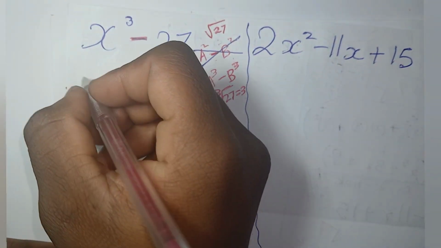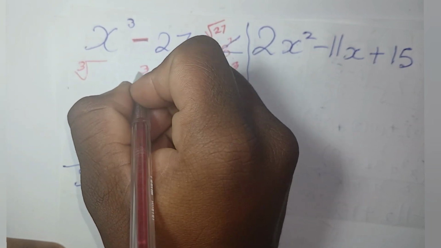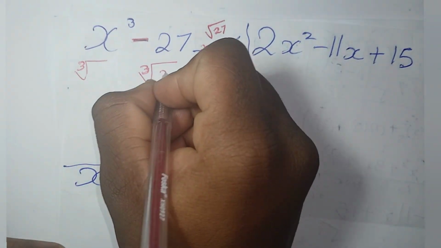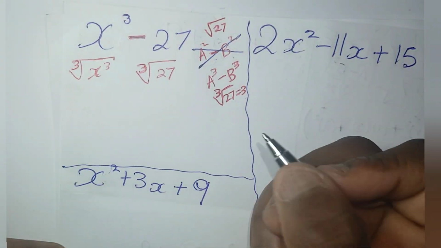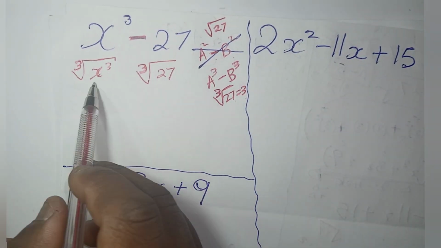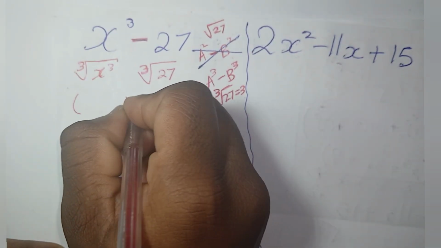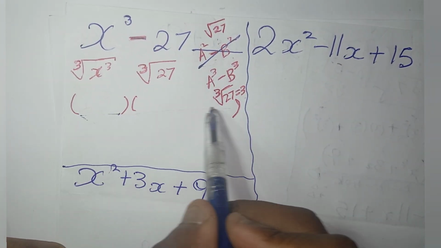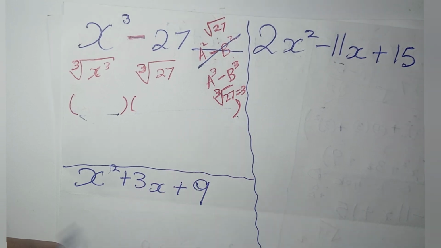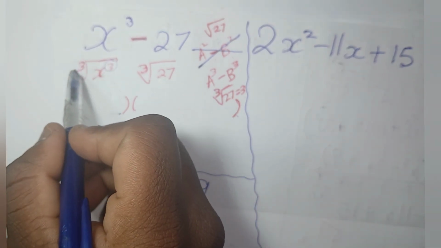To apply difference of cubes, you only take the cube root. So the cube root of 27 and the cube root of x cubed. Once you take the cube root of these two terms, you open a bracket and close, open and close there. What I did here is a small bracket and a big bracket. Now for the cube root of this term, I say inside divided by outside.